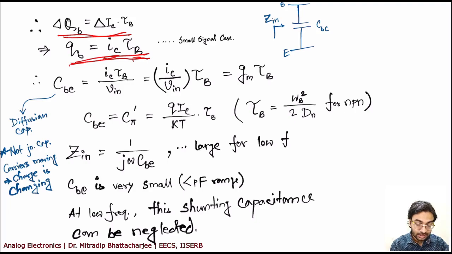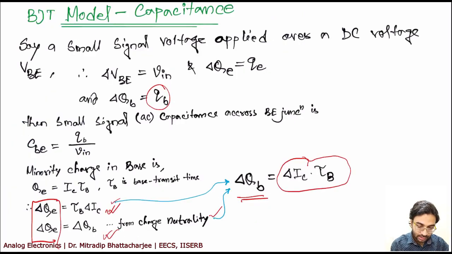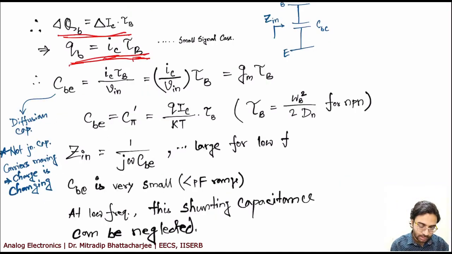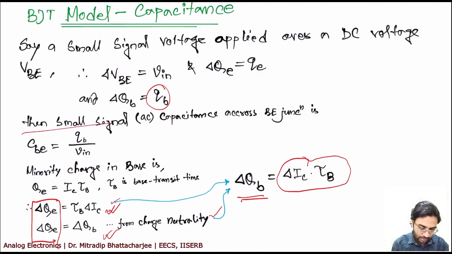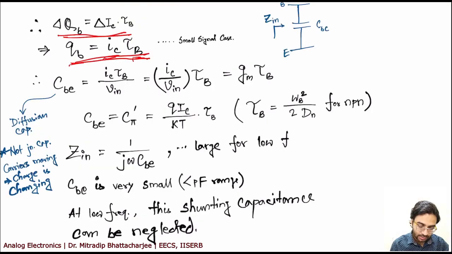Now your CB, I already have written, CB is QB by V in. Now replace the value of QB. Here I have shown. Now we have got the value of QB. So we have replaced, CB is equal to ic tau B divided by V in. Now ic by V in is your gm. So ultimately you have CB is equal to gm into tau B. Now CB is known as diffusion capacitance, as I have said. This is not a junction capacitance. We will calculate the junction capacitance in the coming slides.